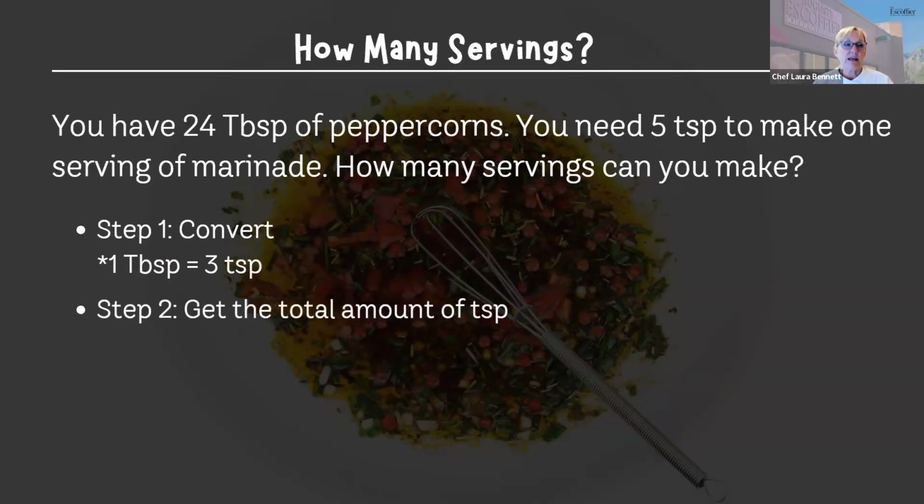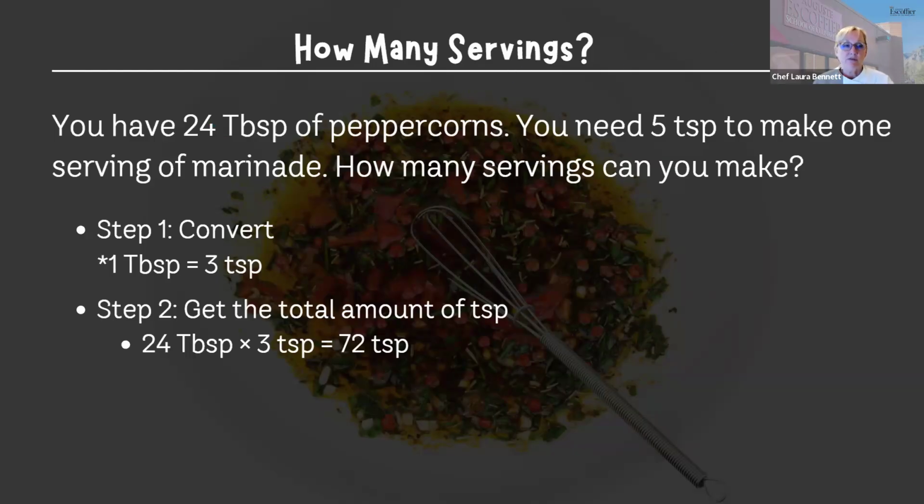So we're going to take that 24 tablespoons, multiply it by the 3 teaspoons, and we get a total of 72 teaspoons. Now, again, you can replace the 24 tablespoons with the 72 teaspoons, and you can read it as you have 72 teaspoons of peppercorns.